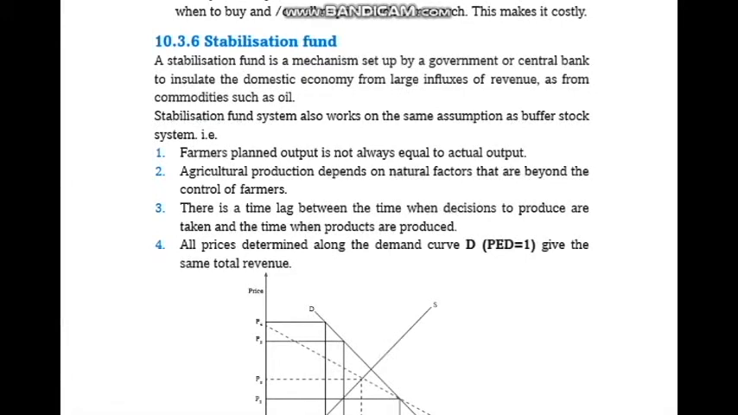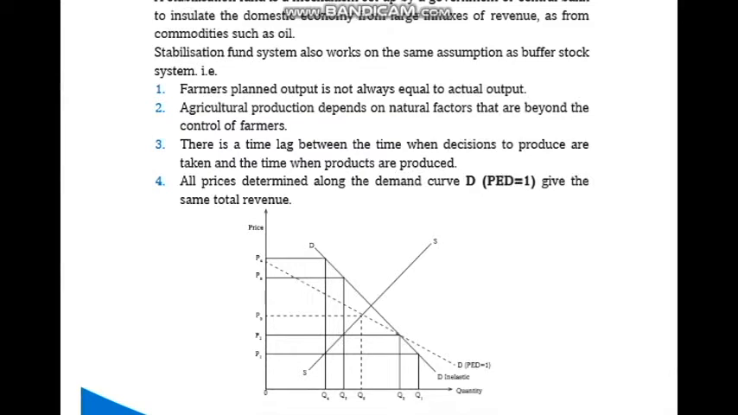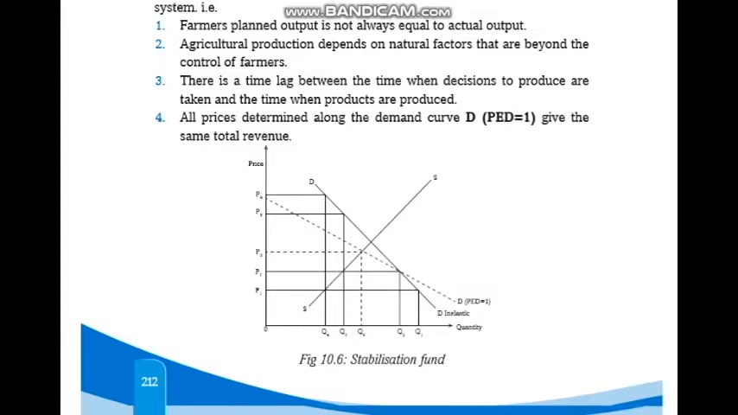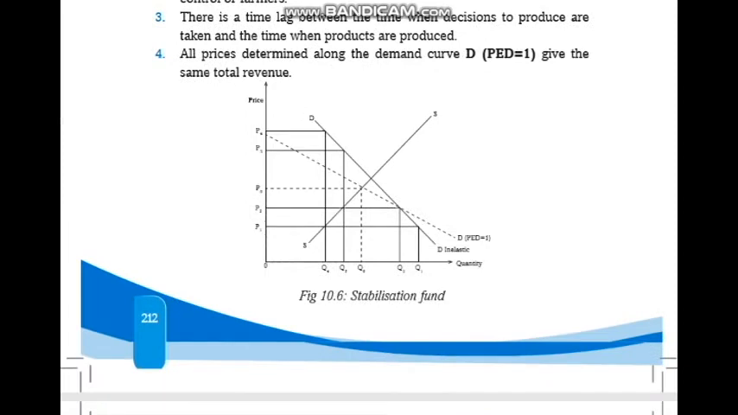Now, what is a stabilization fund? A stabilization fund is a mechanism set up by government or central bank to insulate the domestic economy from large influxes of revenue, as from commodities such as oil. The stabilization fund system also works on the same assumption as the buffer stock system, meaning farmers' planned output is not always equal to actual output. Agricultural production depends on natural factors that are beyond the control of farmers. There is a time lag between the time when decisions to produce are taken and the time when products are produced. All prices determined along the demand curve, D, with price elasticity of demand equal to 1, give the same total revenue.